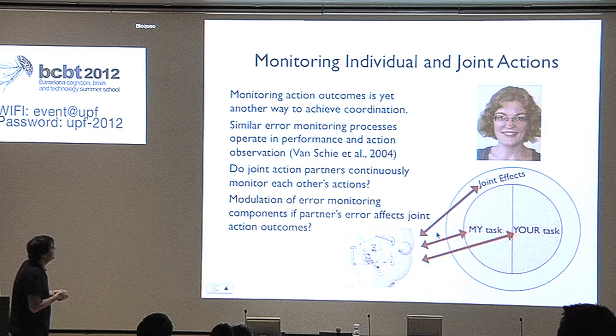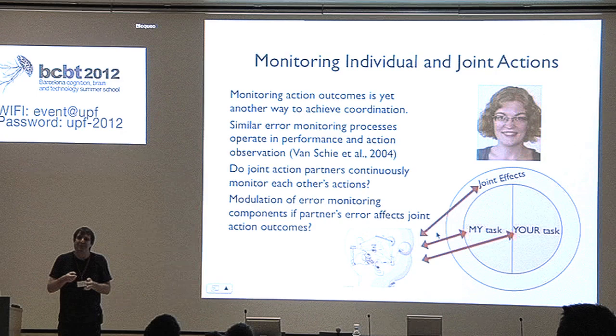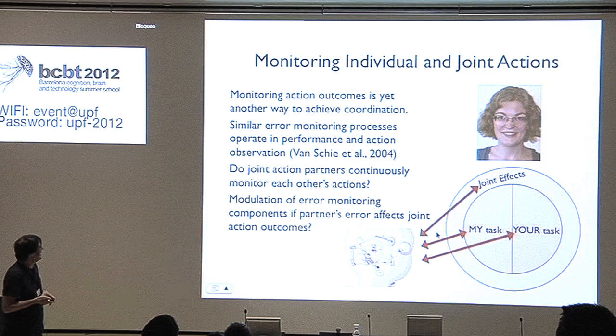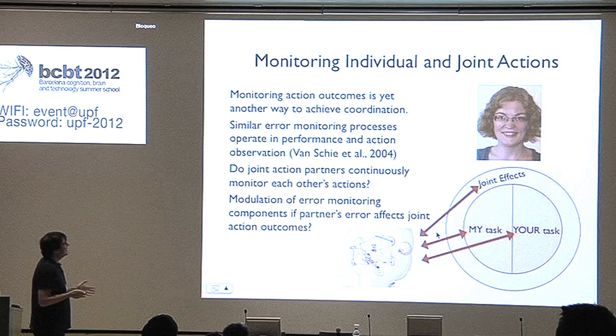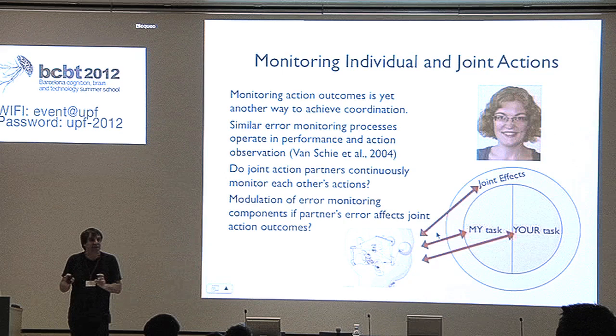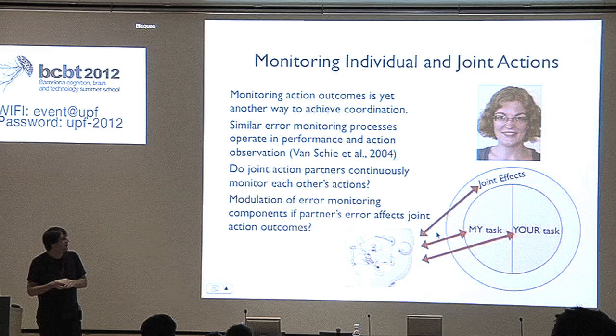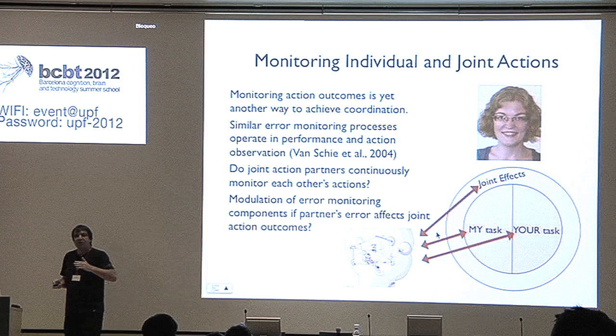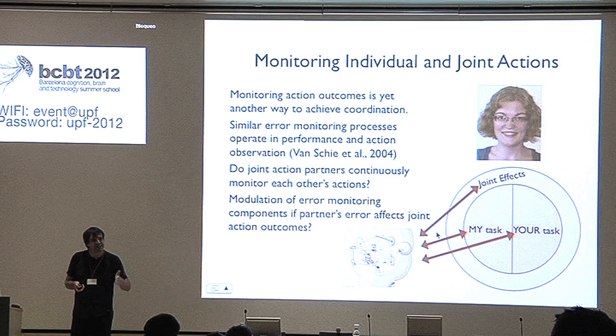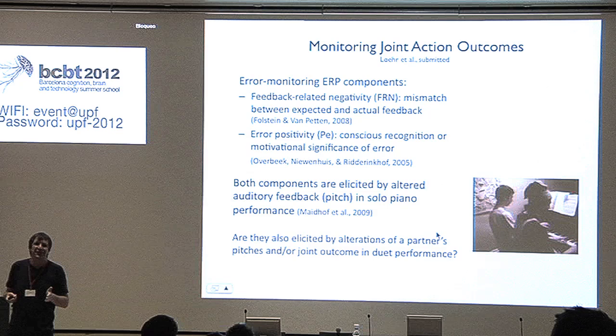Now the question is, when we perform joint actions, and now we are getting into the highly skilled domains that I was using for show purposes in the beginning, do joint action partners actually continuously monitor each other's actions, even if they are engaged in a very quick real-time performance? We looked at that by trying to find out whether there's a modulation of EEG error monitoring components during joint performance for the partners' actions, and whether these monitoring components are actually affected by the gravity of your own error, the partner's error, for the joint action outcome.